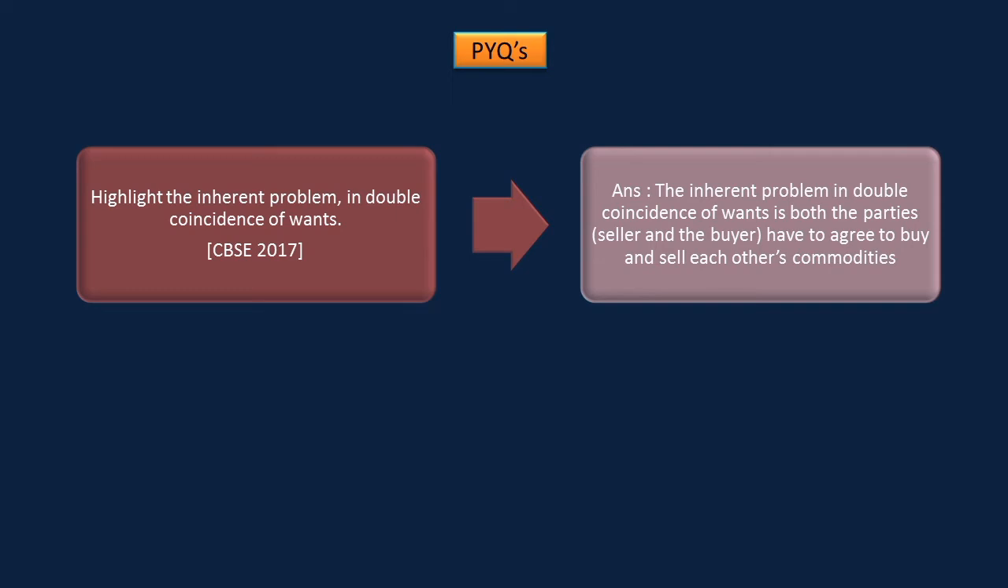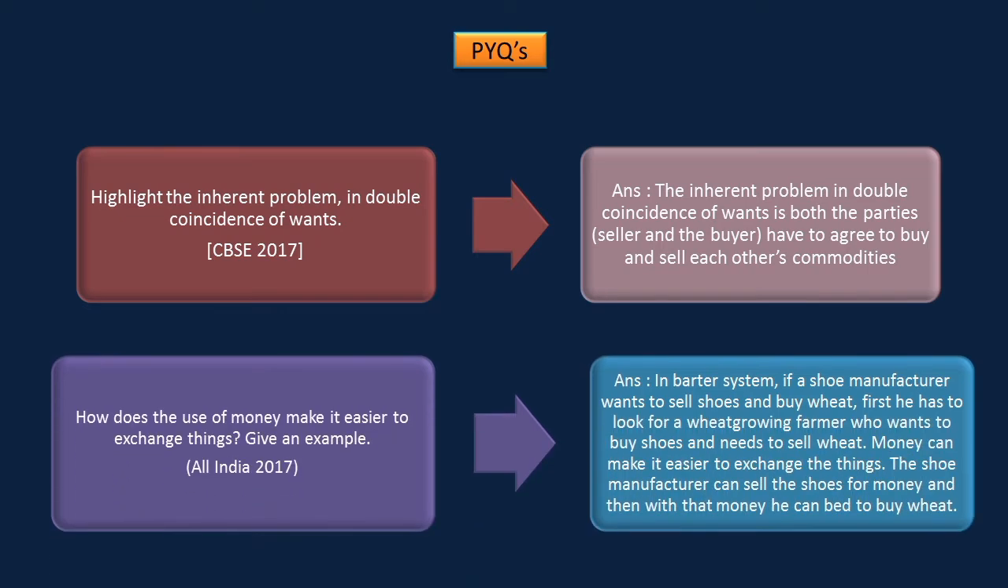So here you can change your answer according to the question. I'm just giving you an overview of what you have to write and how you have to write. You can change your answer as you wish. The second question is: how does the use of money make it easier to exchange things? Give an example. We have understood it in the ongoing class, so we should move forward.